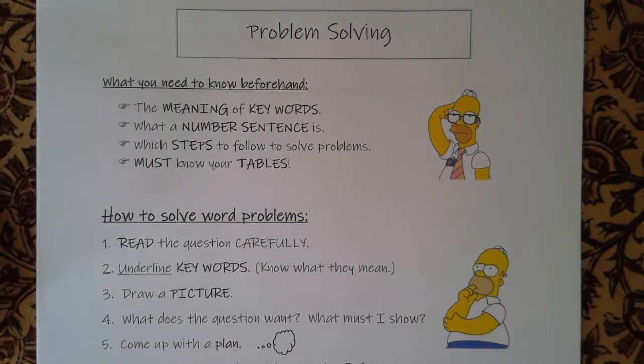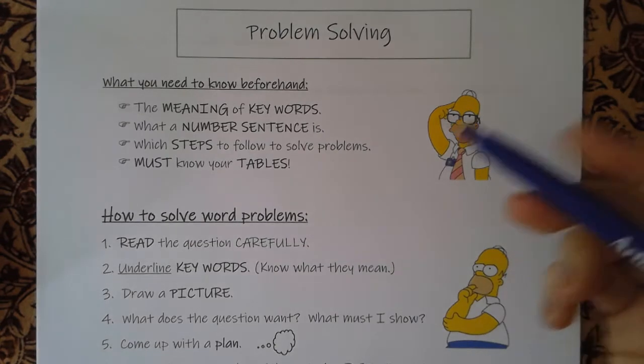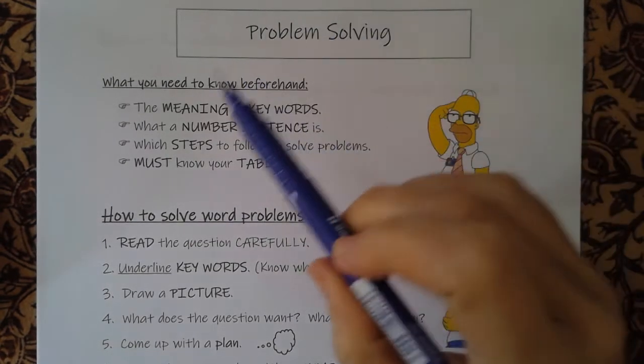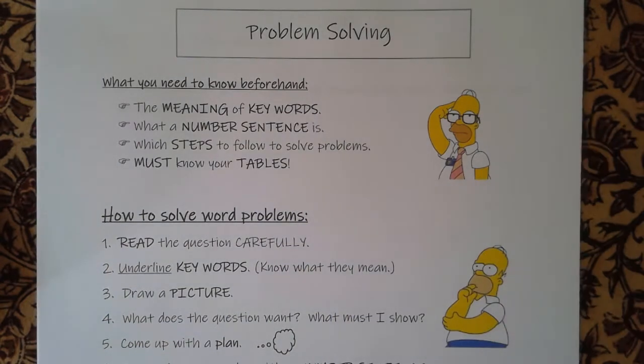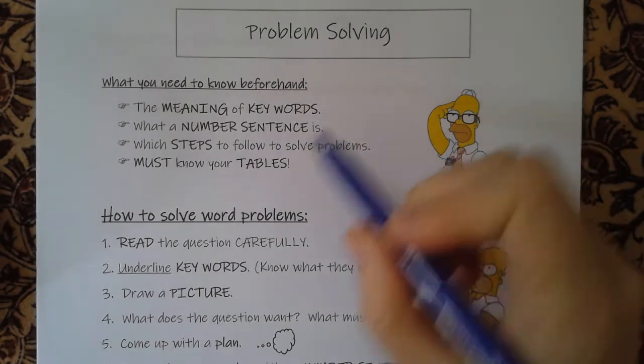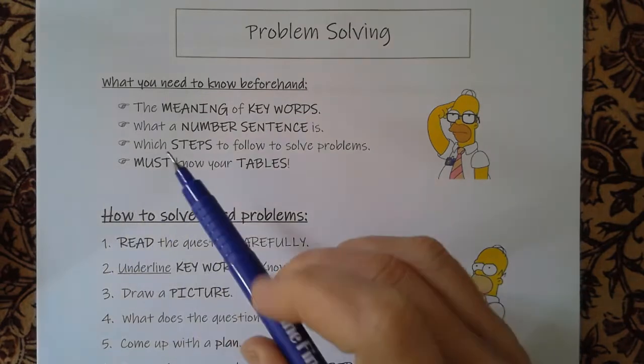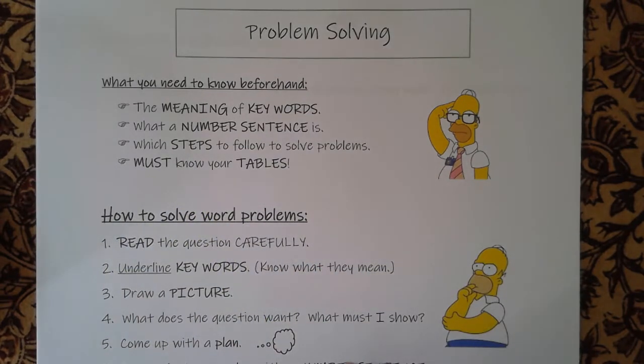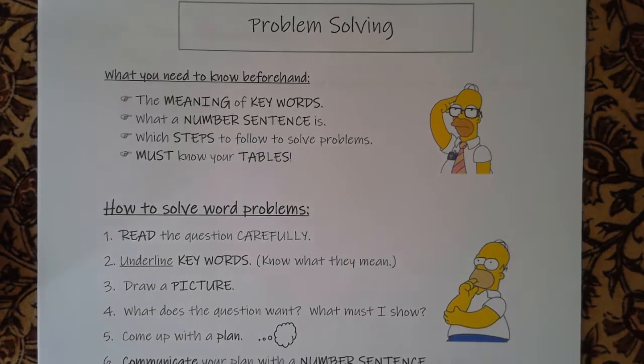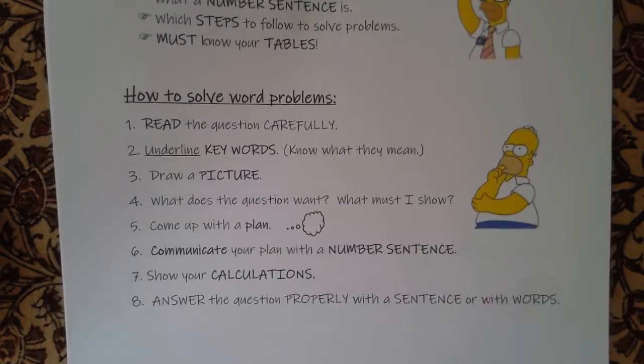Good day again. Now we're going to look at problem solving when we are multiplying. Very important to note is what you need to know beforehand. You need to know the meaning of keywords when you are looking at word problems, word sums, or solving problems. I'm going to come back to some examples. You need to know what a number sentence is. You need to know the steps to follow to solve the problem, and you must know your tables. So I'm just going to discuss a few ways of solving a problem.